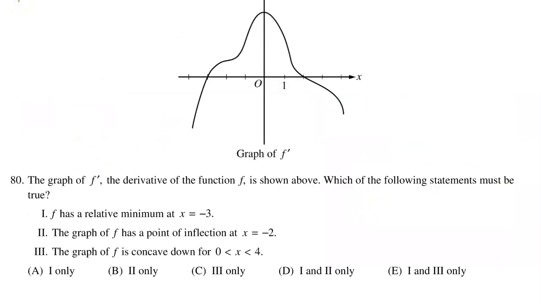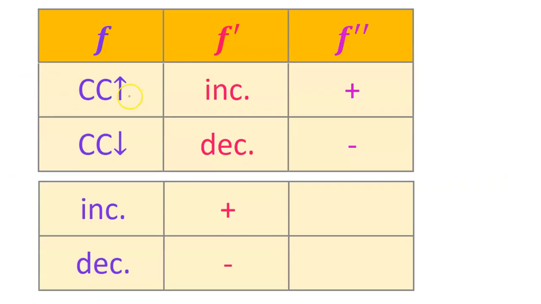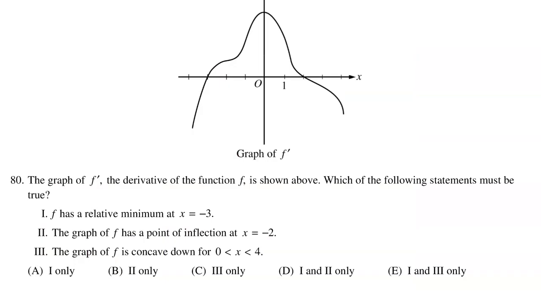The graph of f prime, the derivative of function f, is shown above. Which of the following statements must be true? As we look at each statement, we will be referring back to the graphical relationships between f, f prime, and f double prime, so make sure you have this chart memorized. Statement 1. F has a relative minimum at x equals -3.